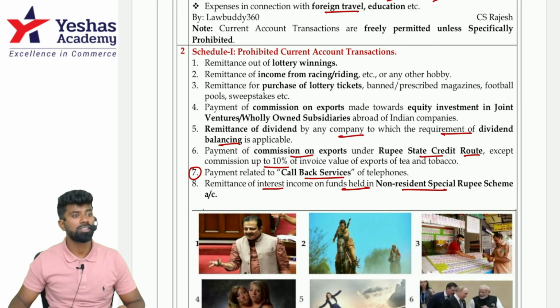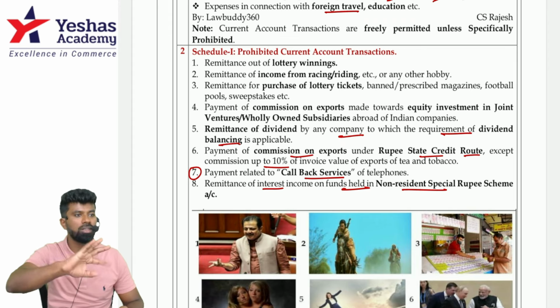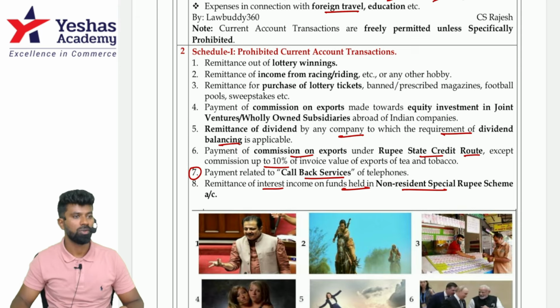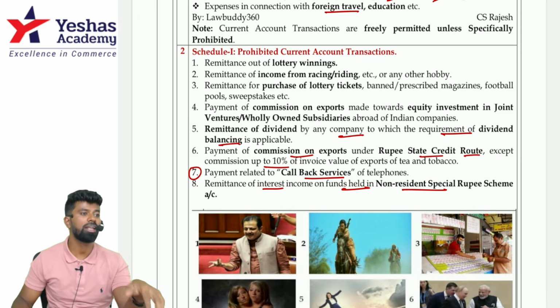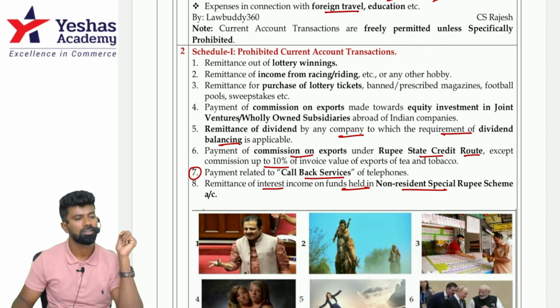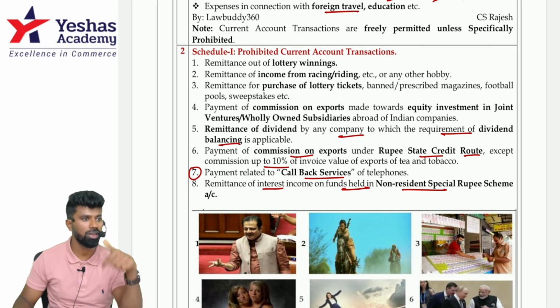You can draw foreign exchange for Nepal and Bhutan. In Nepal and Bhutan, Indian currency is freely usable, so you can use Indian currency itself. There is no prohibition as such. Where is it mentioned? No, it is not prohibited.